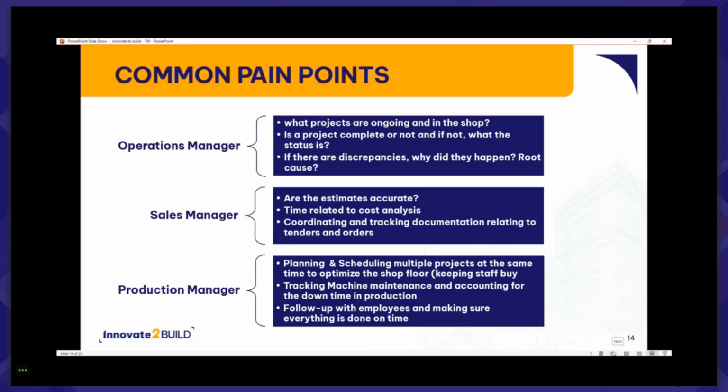And then, of course, production management: planning and scheduling multiple projects at the same time, the general logistics management of it all, and making sure that your shop is optimized at all times can be quite the challenge. Tracking machinery maintenance as well. Downtime of machines can of course impact your productivity. If you don't have visibility on when you need to assess or maintain those machines or change bits, whatever the case is, that could slow down production. You have to have a forecast on that. And following up with employees, making sure everything is done at the right time, is just the basic challenge of a production manager.